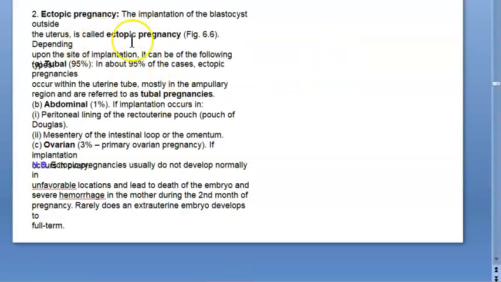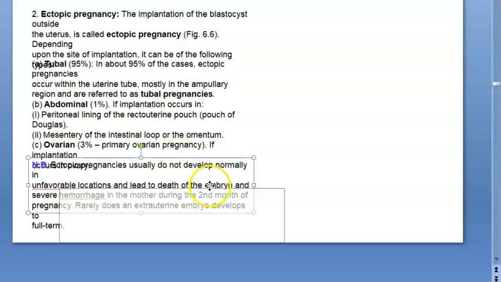Okay, then you have ectopic pregnancy. We already told you it is nothing but ectopic because it is outside of the uterus, the normal uterus. So you have the tubal pregnancies, that is the fallopian tube. Then you have the abdominal, we told you, and then the ovarian. Okay, so we have already told you this.